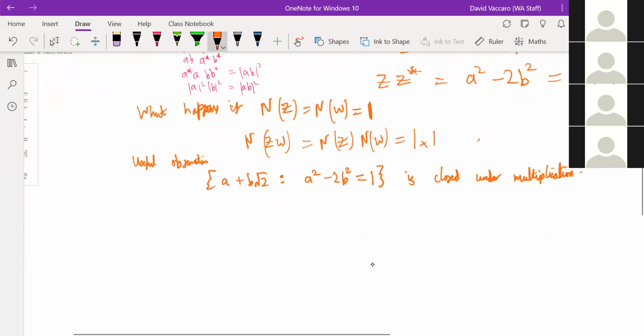So we found one element of this set by inspection. 3 plus 2 root 2 is in S. Can anyone tell me other numbers which are in S?